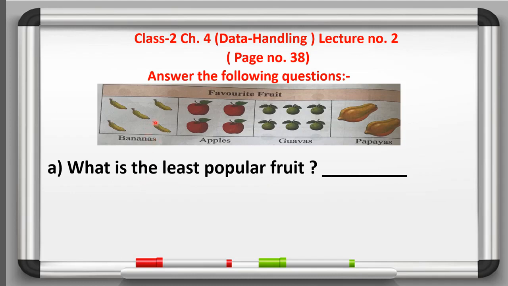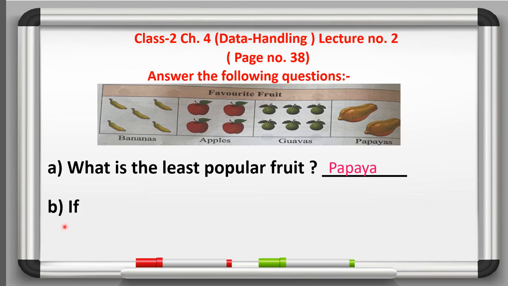So here these are 5 bananas, there are 4 apples and 6 guavas and 2 papayas. So which is the least popular fruit? That is papaya. Okay, because only 2 like papaya. Okay, so here we will write P-A-P-A-Y-A, papaya.